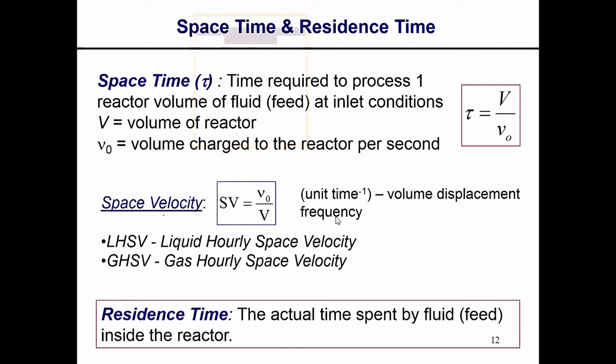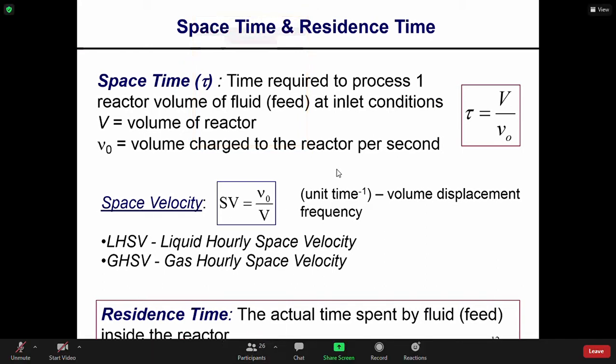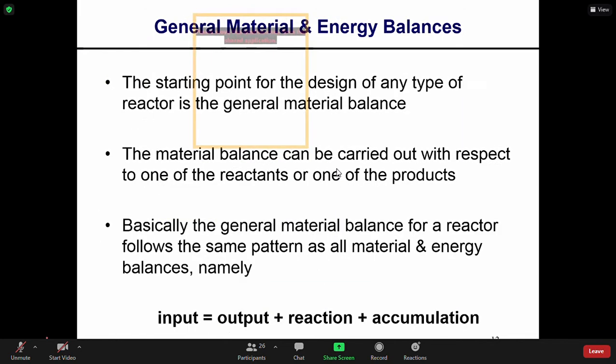While space velocity, which we denote as SV, is equal to V naught over V. So it's the opposite of this one. It can be liquid hourly space velocity or gas hourly space velocity, depending on the phase of the reaction. And residence time is the actual time spent by the fluid, which is the feed, inside the reactor until it is converted into products.